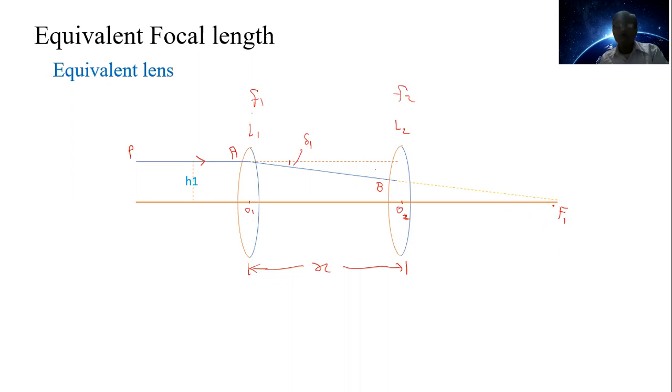F1 is the focus point for L1, and therefore O1 F1, this distance is how much? That is called the focal length for the first lens.